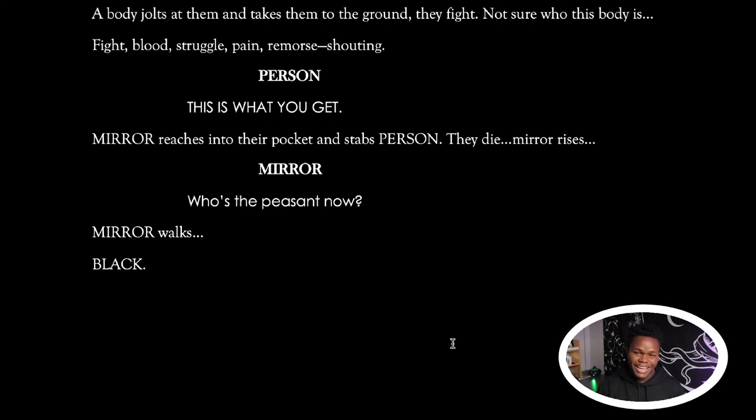Mirror walks black. So we have a little bit of story here. Mirror says, who's the peasant now? Who's the low life now? We look at this ranch. I mean, if the house is small, actually the house, going back now, I would have probably made the house larger. Make the house like a mansion on this ranch so that when they're murdered, who's the peasant now has more of an impact than a small home. But this was very, very fun.